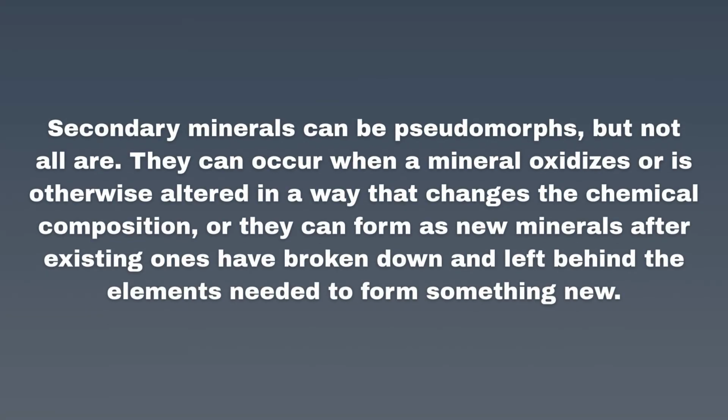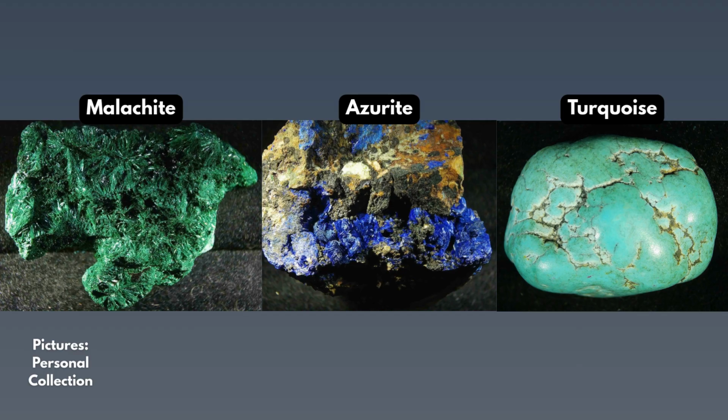Secondary minerals can be pseudomorphs, but not all are. They can occur when a mineral oxidizes or is otherwise altered in a way that changes the chemical composition, or they can form as new minerals after existing ones have broken down and left behind the elements needed to form something new. So these are malachite, azurite, and turquoise, all of which are secondary copper minerals. And malachite and azurite are also common pseudomorphs of each other and of other things.